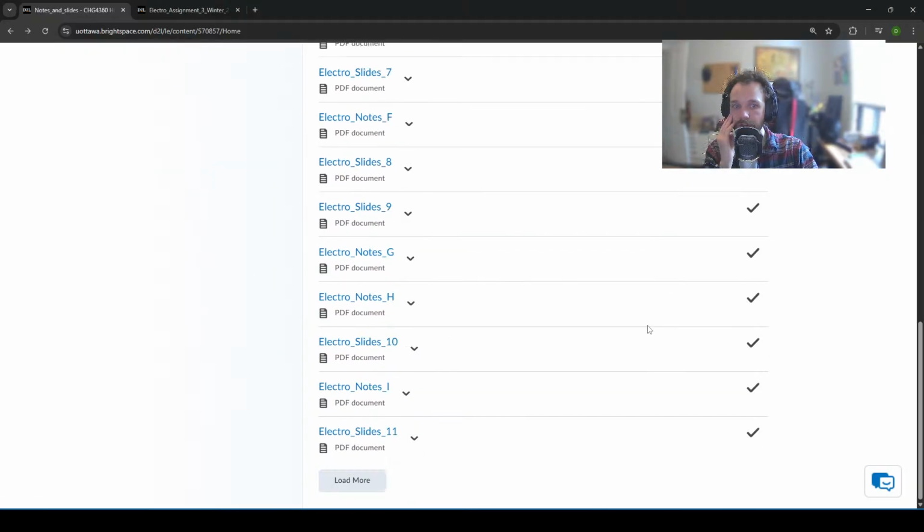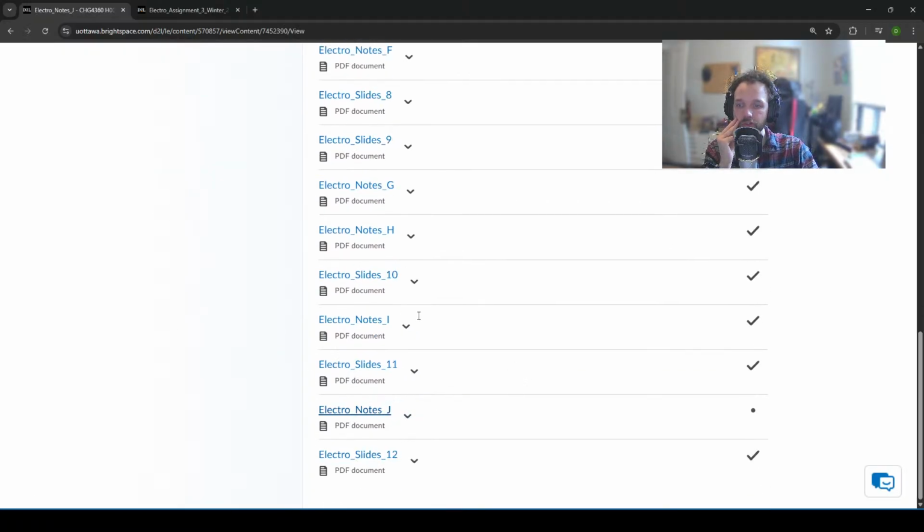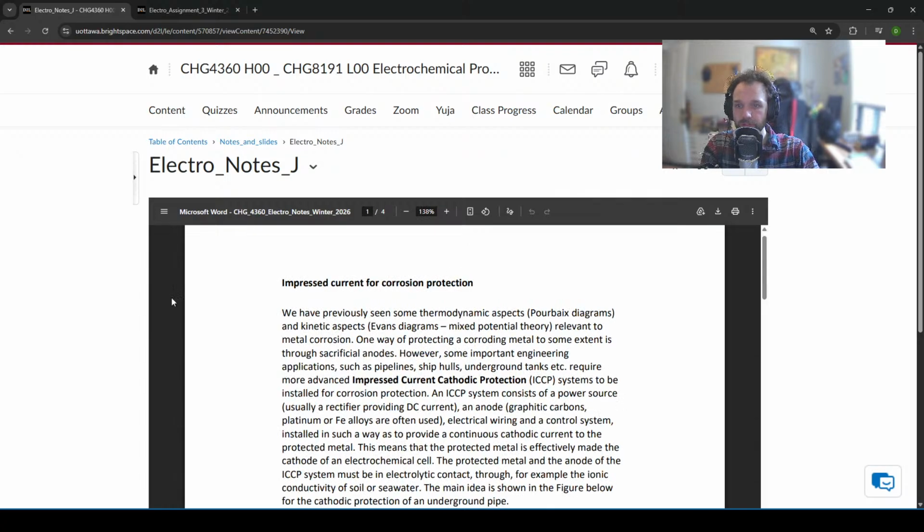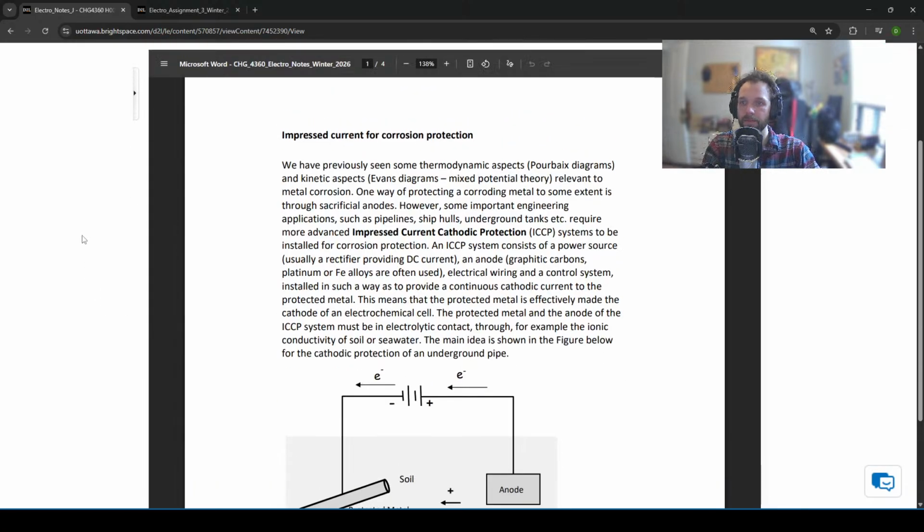Notes and slides. Going to the last one, J. Impressed current for corrosion protection. We have previously seen some thermodynamic aspects such as Pourbaix diagrams and kinetic aspects such as Evans diagrams relevant to metal corrosion. One way of protecting a corroding metal to some extent is through sacrificial anodes. However, some important engineering applications such as pipelines, ship hulls, and underground tanks require more advanced impressed current cathodic protection systems to be installed.